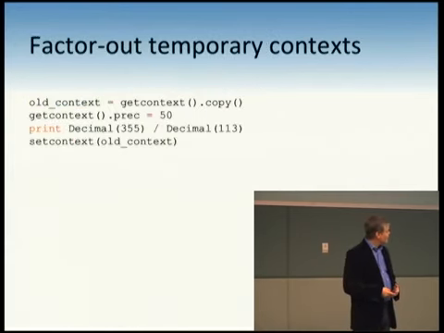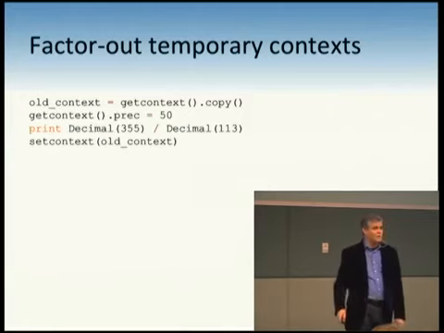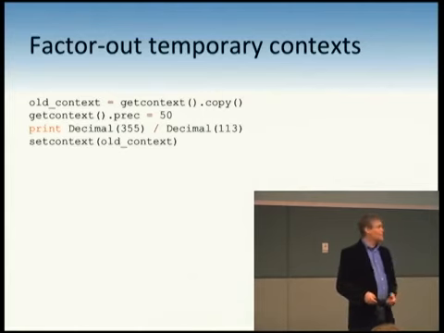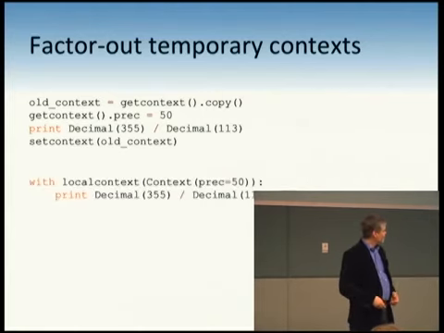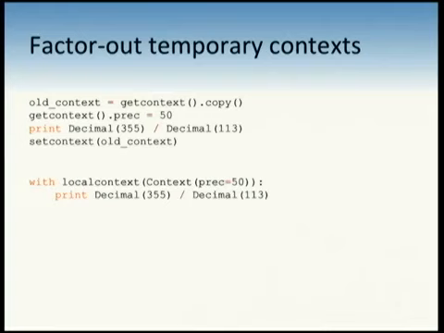Factoring out temporary context for decimal. So we copy the context, change the decimal precision to 50, do a calculation, and restore the old context. This is saving the old, restoring the new. That happens over and over again. There's a better way. With local context, the context manager here makes a copy of the context, puts it in place, does the calculation, restores it.